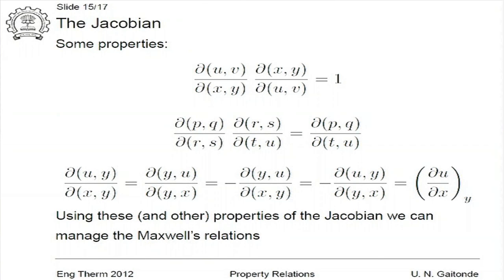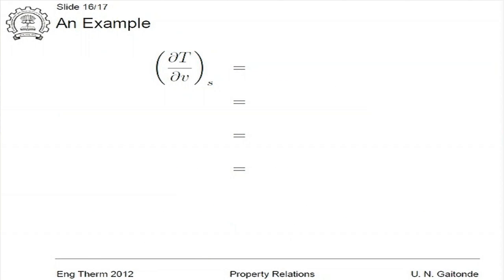I will give you an example here. First, suppose we want to find out the equivalent of the partial of T with respect to V at constant S. First, we have to determine whether this is a candidate for a Maxwell's relation.